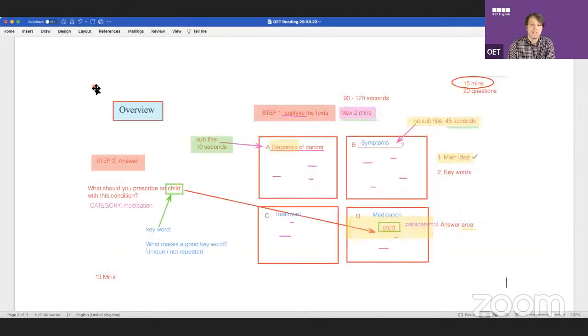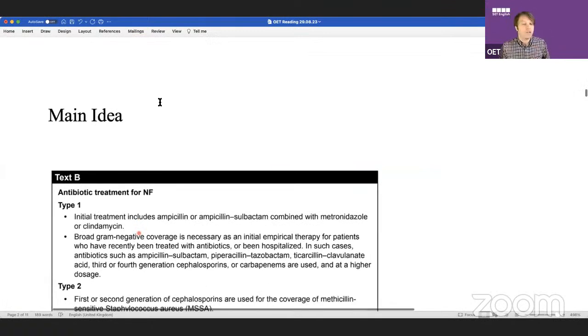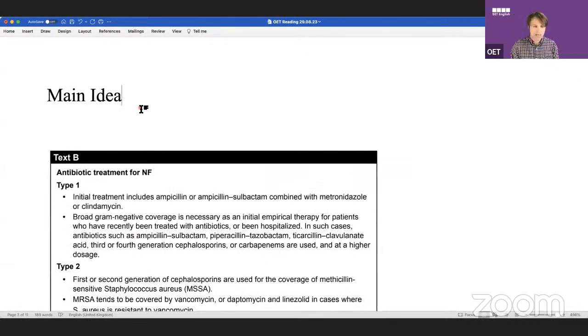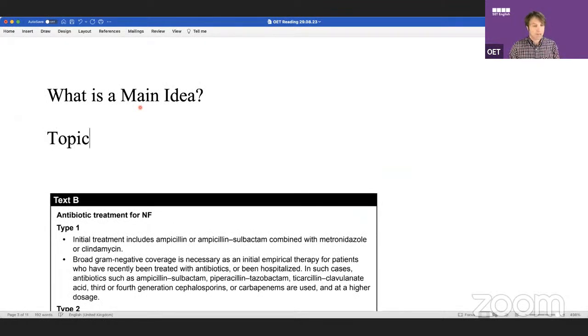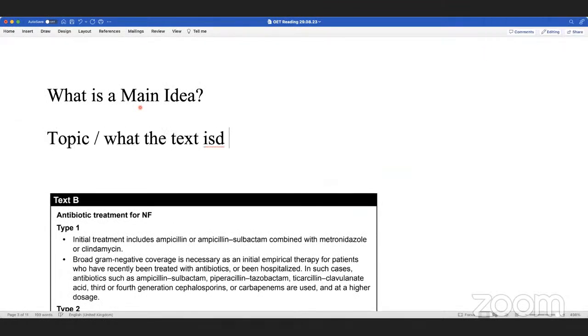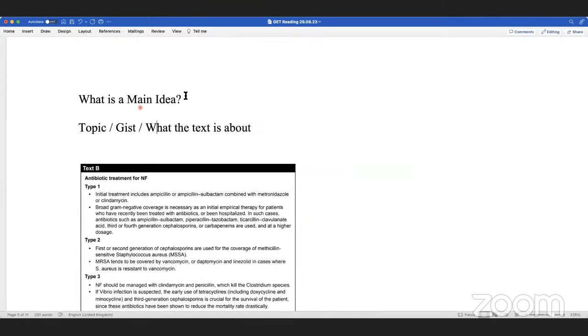So guys, let's talk about step 1 in more detail now. We're going to start by talking about main idea. What does main idea mean, guys? The topic the text is about. Yeah, I like that word. It's a topic, isn't it? It is what the text is about. Or you could say gist. Exactly, gist. The main idea, what the text is about.